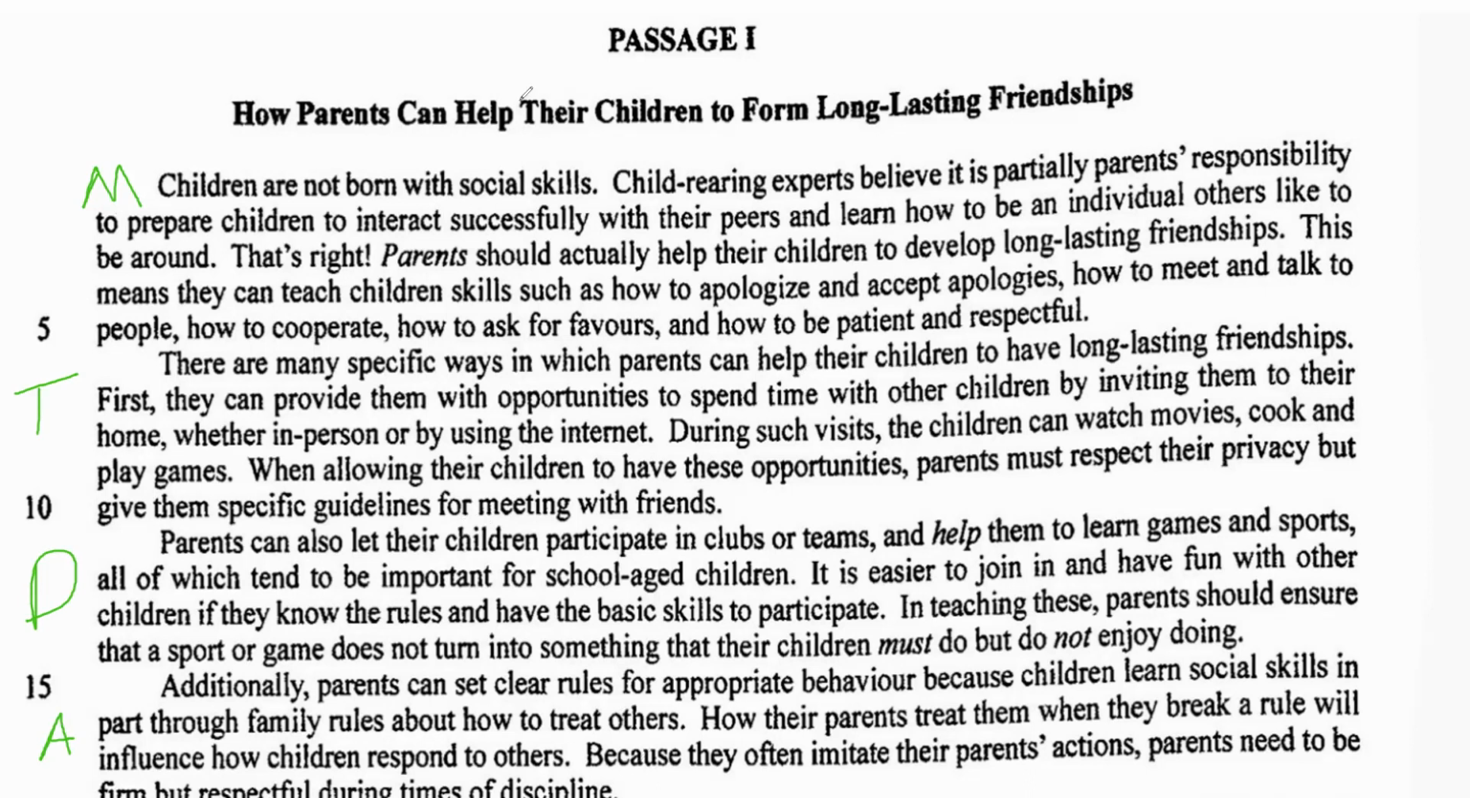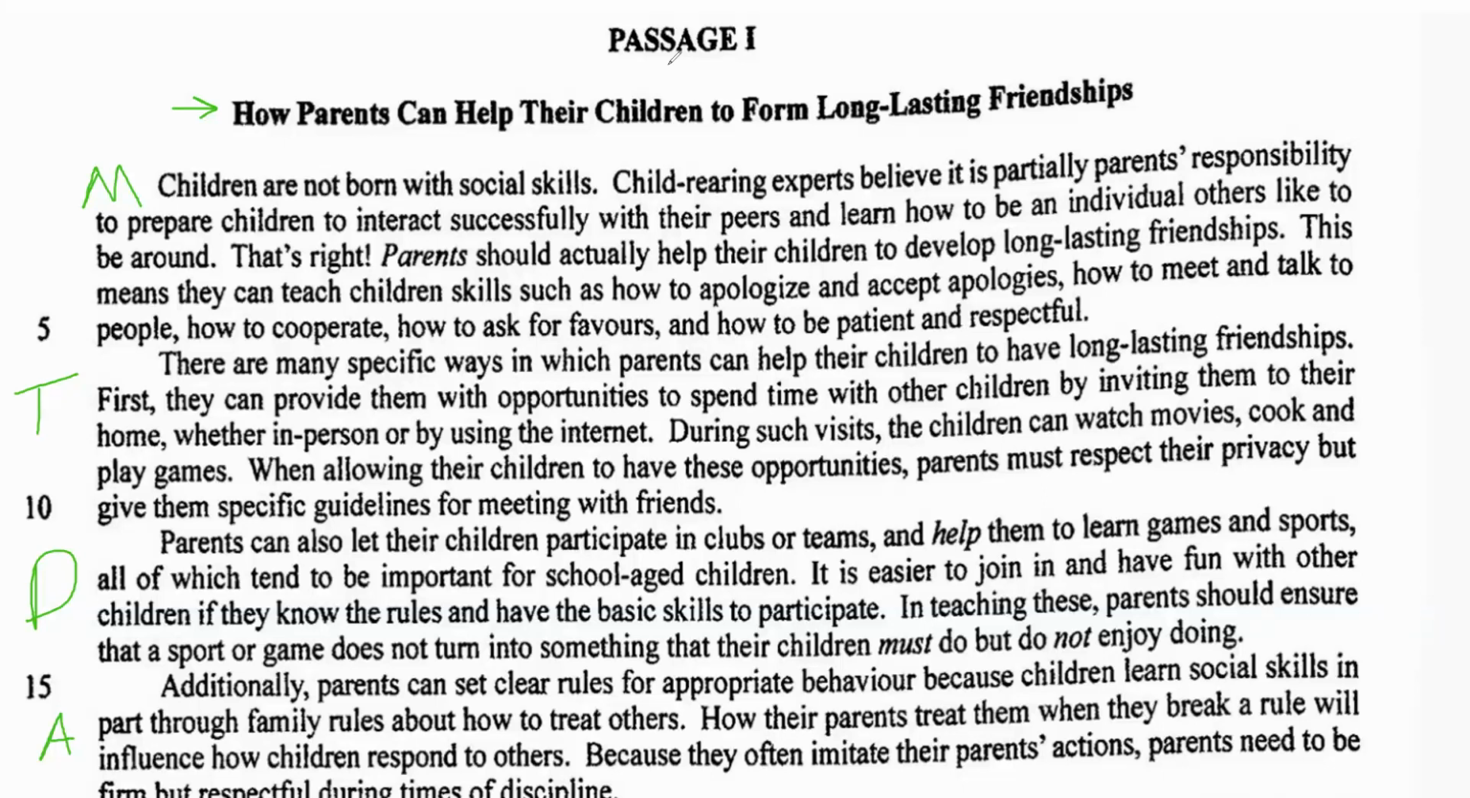Go ahead, Malik, start from the title. Passage one. How parents can help their children to form long-lasting friendships. Children are not born with social skills. Child-rearing experts believe it is partially parents' responsibility to prepare children to interact successfully with their peers and learn how to be an individual others like to be around.